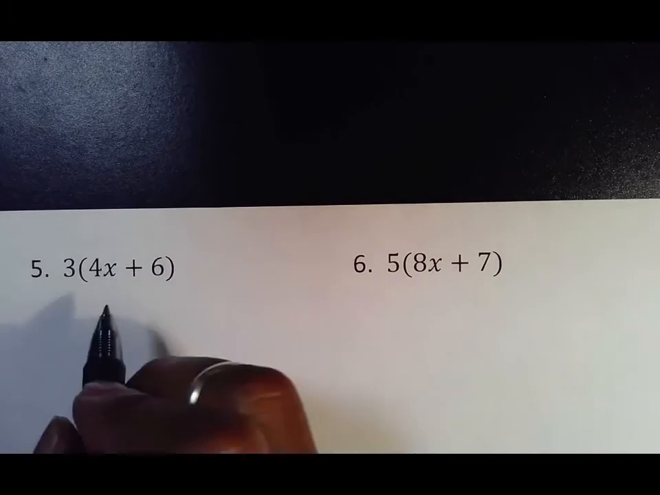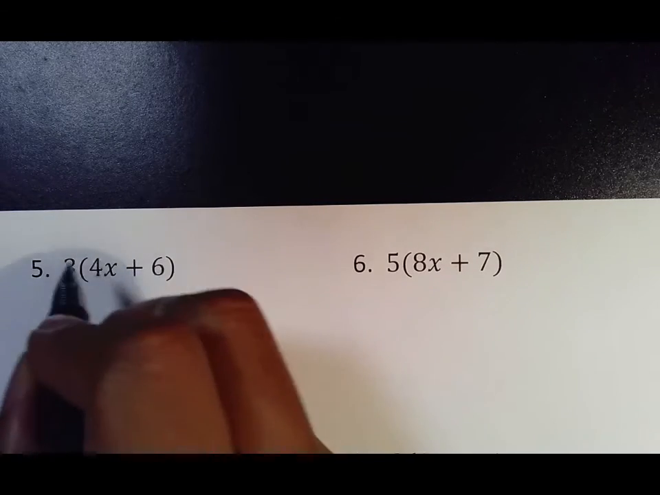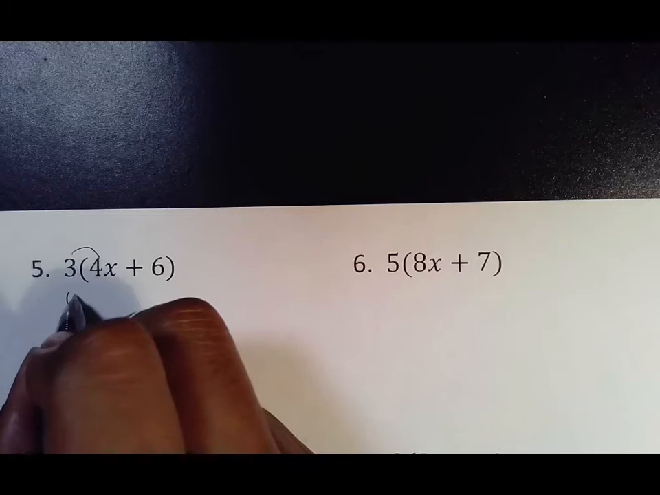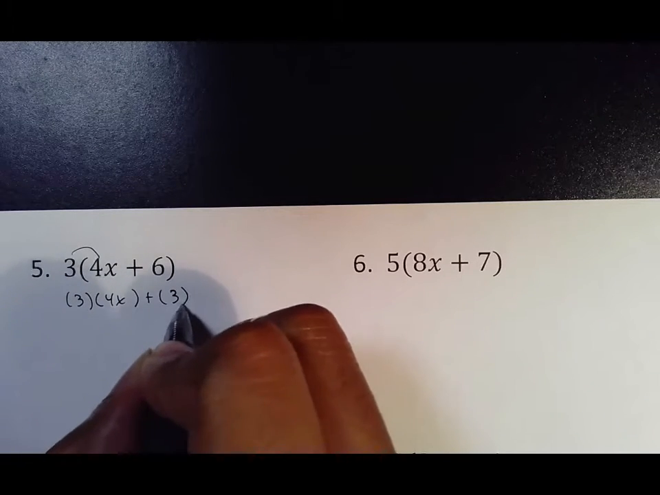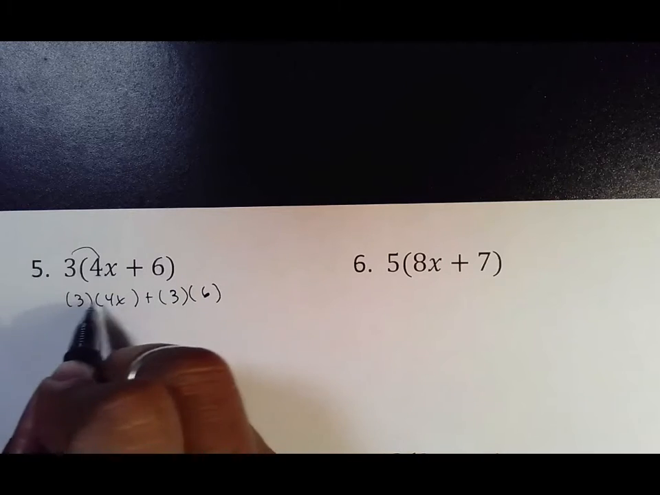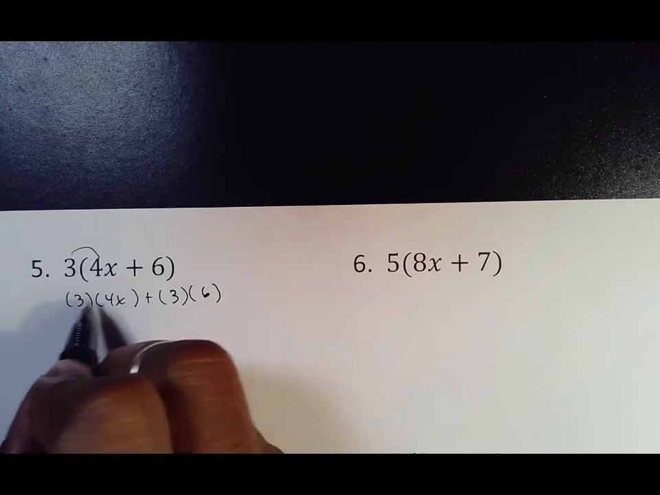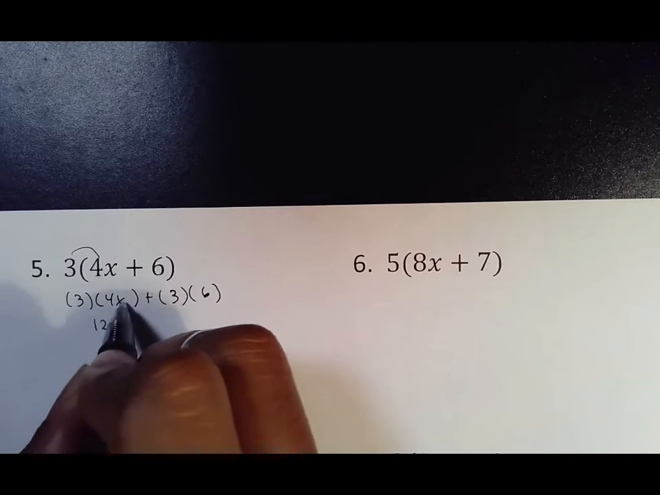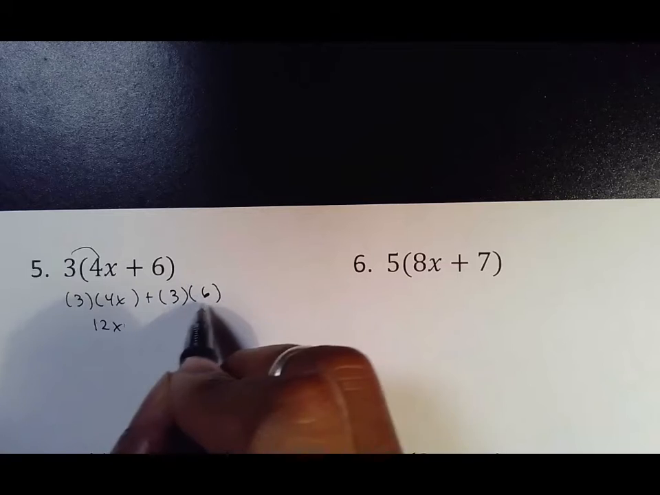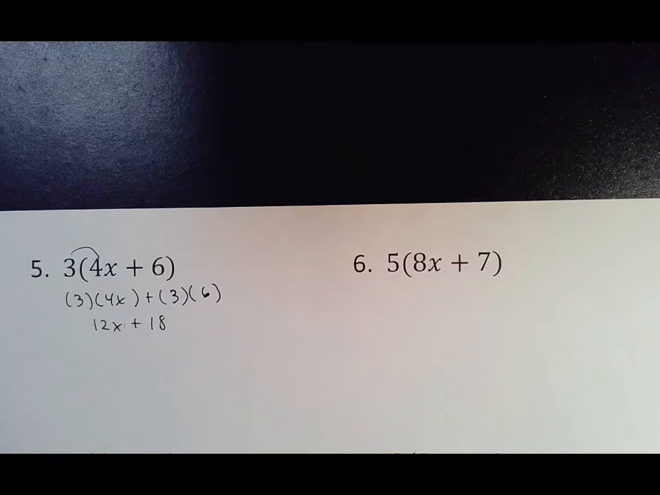3 times 4x plus 6, again, the first term is 4x, the second term is 6. We don't need to say positive 6, that's assumed. So 3 meets 4x, and 3 meets 6. Remember, the difference here is that when you multiply a number by a number with a variable on it, you just multiply the number and bring down the variable. So 3 times 4 is 12, bring down your x. 3 times 6 is 18. Cannot put these two together because one has an x and one does not.